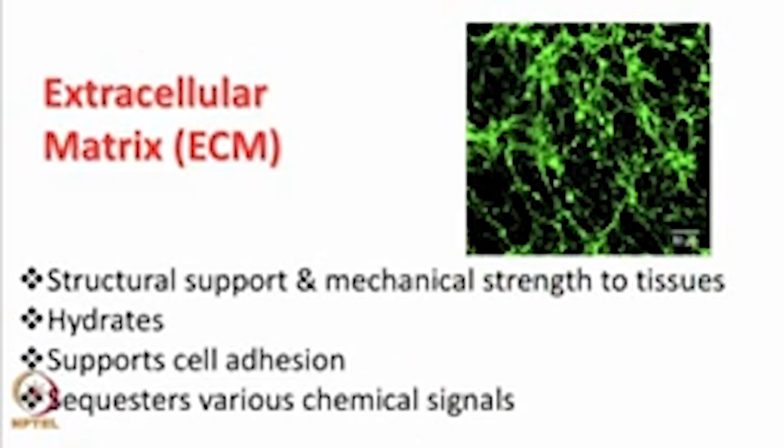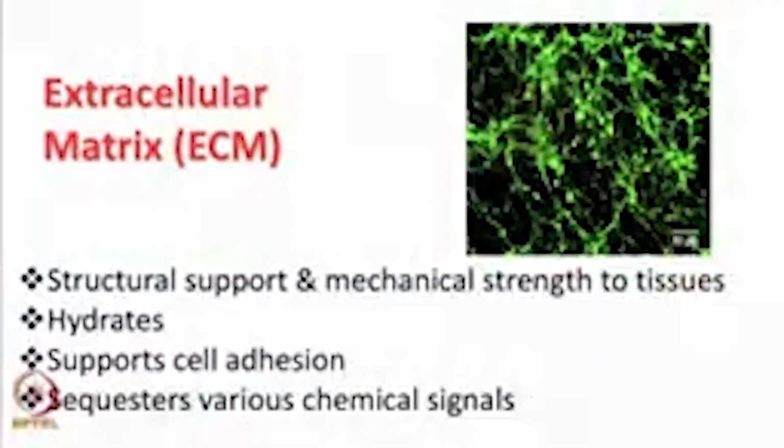So, the outside of the cell, or the strong base on which the cell rests, is the extracellular matrix. It not only provides structural support for tissues, it acts as a scaffold on which cells sit, and then the ECM integrates these cells into functional organs. It supports cell adhesion and it sequesters various chemical molecules or growth factors that can either be cross linked within the network or just adsorbed onto the matrix.